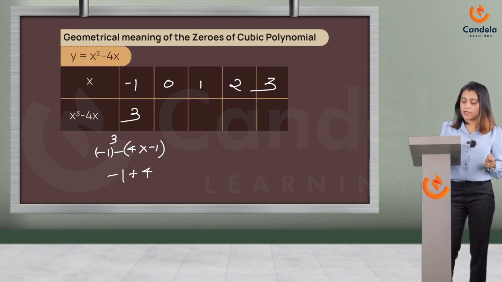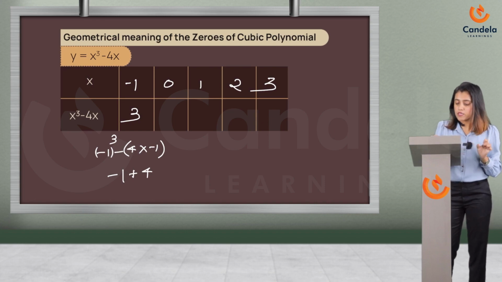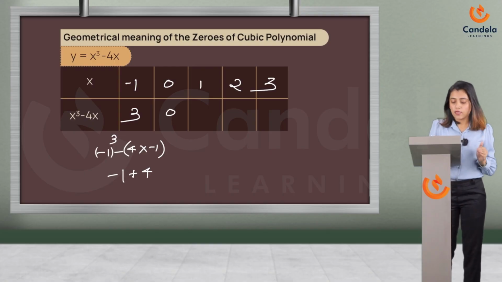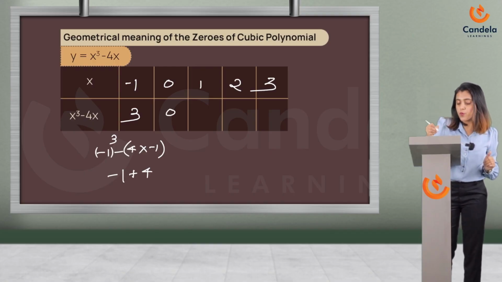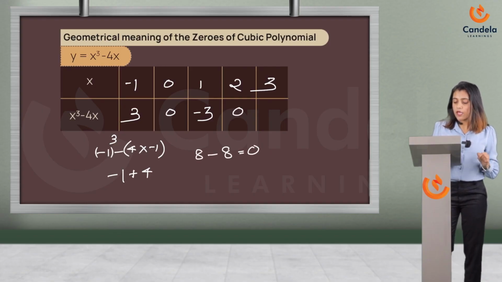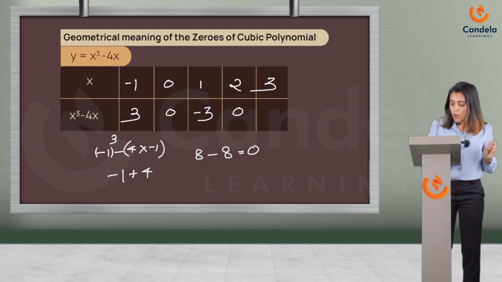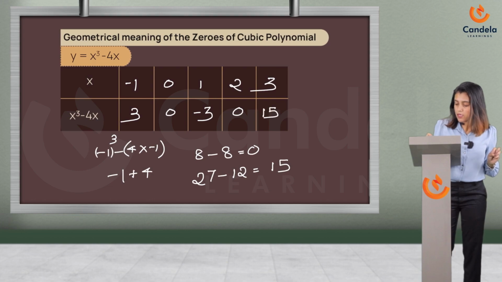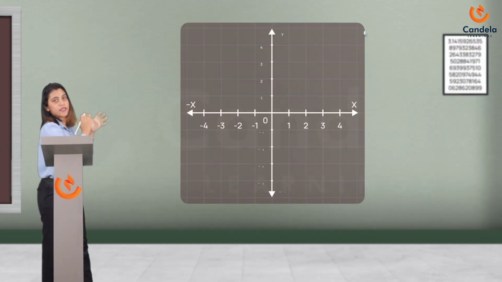So it becomes 3. Then if x is 0, y becomes 0 cube minus 4 into 0, which is again 0. And if x is 1, then the corresponding value of y will be 1 cube minus 4, which is minus 3. Then if x is 2, y becomes 2 cube, 8, minus 4 into 2, which is 0. And if x is 3, then y becomes 3 cube, that is 27, minus 4 into 3, which is 12. It becomes 15.